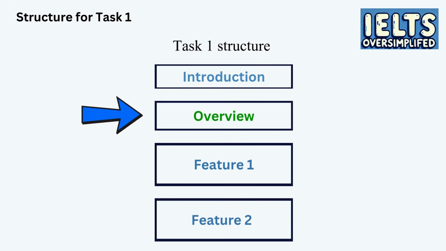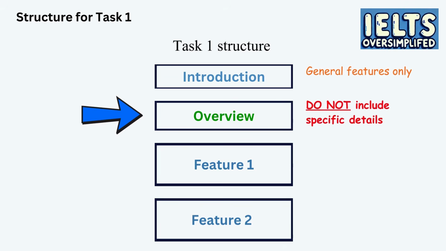In the overview paragraph, you describe general features of your maps. But here's the important thing. You should not include specific details. No specific locations. No specific numbers. Just general statements about what happened.